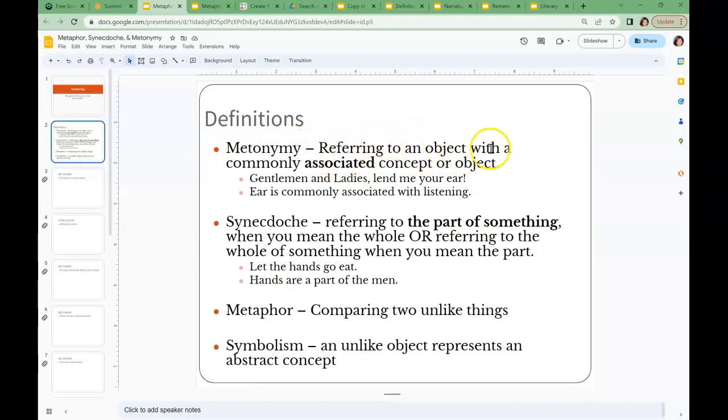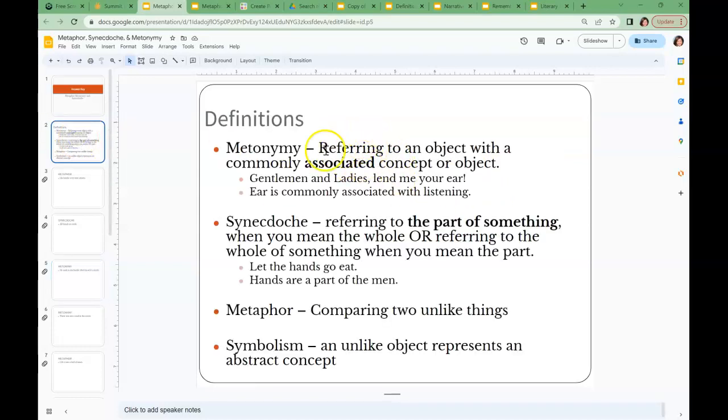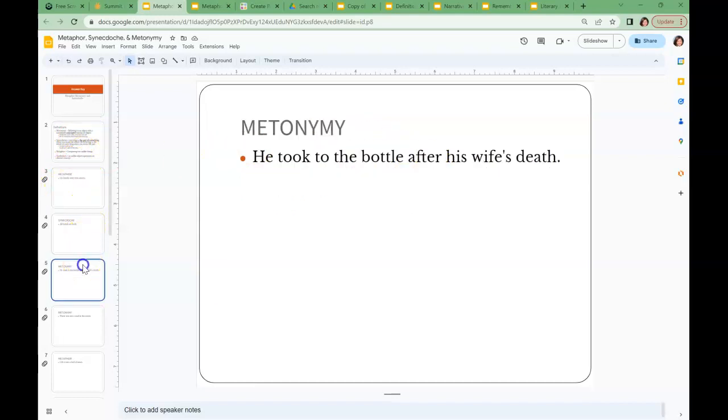Now, with metonymy, it's kind of the opposite. Metonymy is when you refer to an object with a commonly associated concept or object. Let's look at an example. He took to the bottle after his wife's death. This is very depressing, but essentially what it means is he became an alcoholic after his wife's death. Now, a bottle is commonly associated with alcohol. Alcohol is put in a bottle. So instead of saying he became an alcoholic after his wife's death, it uses an associated concept or object, the bottle, in order to reference what's being spoken about.